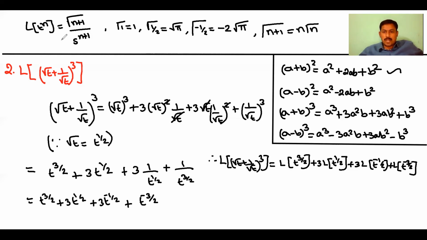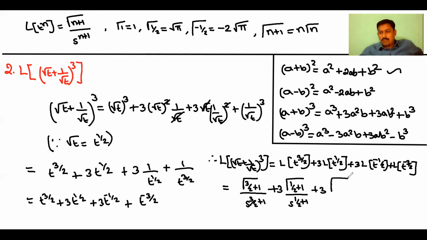Laplace transform of t power n equal to gamma of n plus 1 divided by s power n plus 1. So therefore here n value is 3 by 2. We can write gamma of 3 by 2 plus 1 divided by s power 3 by 2 plus 1, plus 3 into gamma of n plus 1 divided by s power n plus 1. Here n value is half. Here 3 into gamma of n plus 1 divided by s power n plus 1. Here the n value is minus half. Gamma of minus 3 by 2 plus 1 divided by s power minus 3 by 2 plus 1.